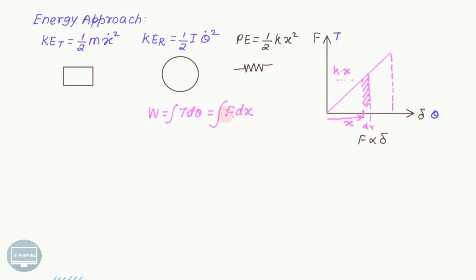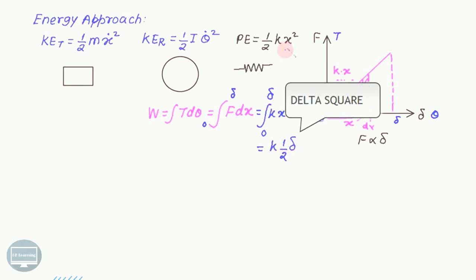Same quantity. So this value equals, with limits from 0 to delta, the integral of F, where F is kx, into dx from 0 to delta. K is outside. The integral of x is x square by 2, with upper limit delta. Is it the same as this value? So this is the work done.